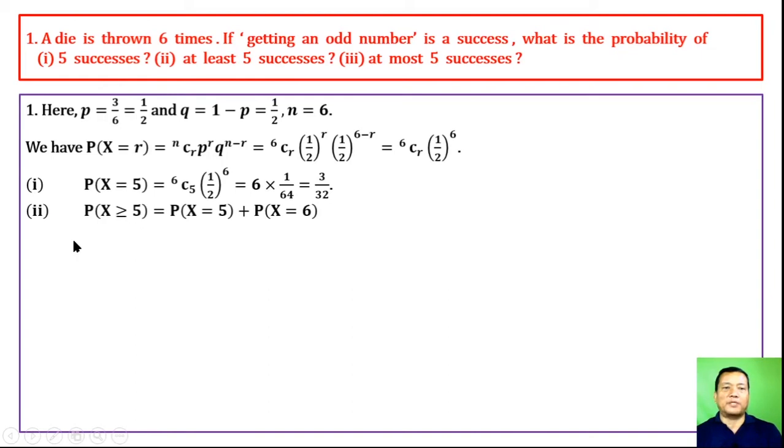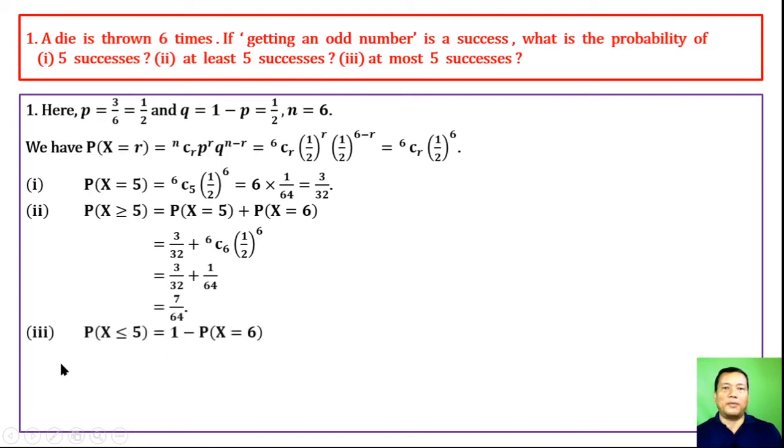At least 5 successes means x is greater than or equal to 5, which is x equal to 5 and x equal to 6, two values. P of x equal to 5 we just found is 3 by 32, and P of x equal to 6 is given as 1 by 64. Summing up, we get 7 by 64. For Roman number 3, at most 5 successes is 1 minus P of x equal to 6, which gives 63 by 64.